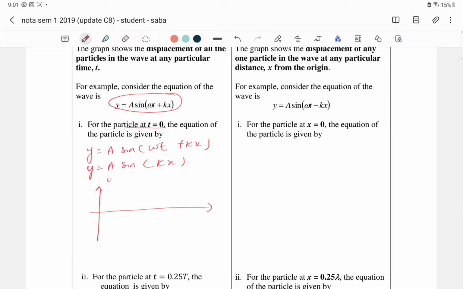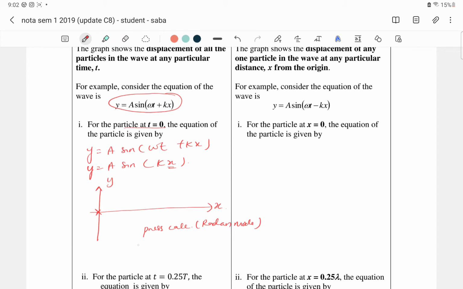So kita nak lukis graf. Okay, kita ada y versus x. Okay, kita nak tengok when x kosong. Okay, kat sini apa jadi pada y? So tekan calculator. Okay, press your calculator, make sure in radian mode.